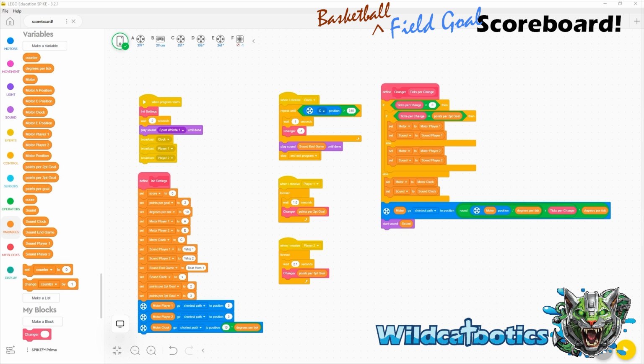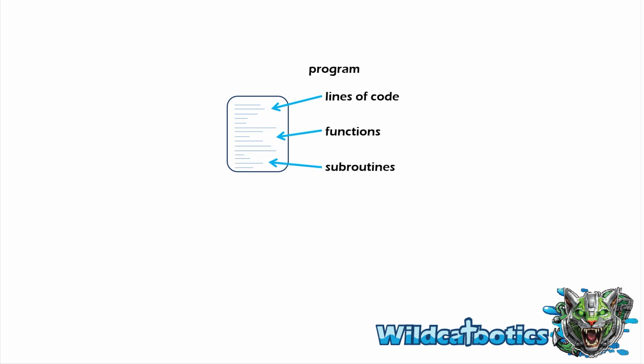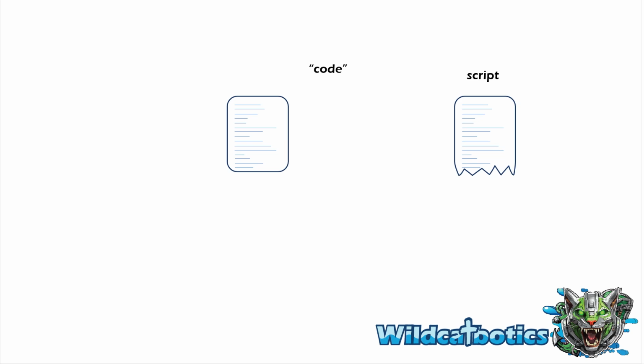There's one final thing I want to cover in this video, and that is some other terms and phrases you should be familiar with when working with programming. To start with, a program is made up of all your lines of code, your functions, and your subroutines that make the computer do the thing. A program can also be referred to as code. A script is a very simple program that sometimes may come as some assembly required. That is, the user needs to do something in order to make it complete.